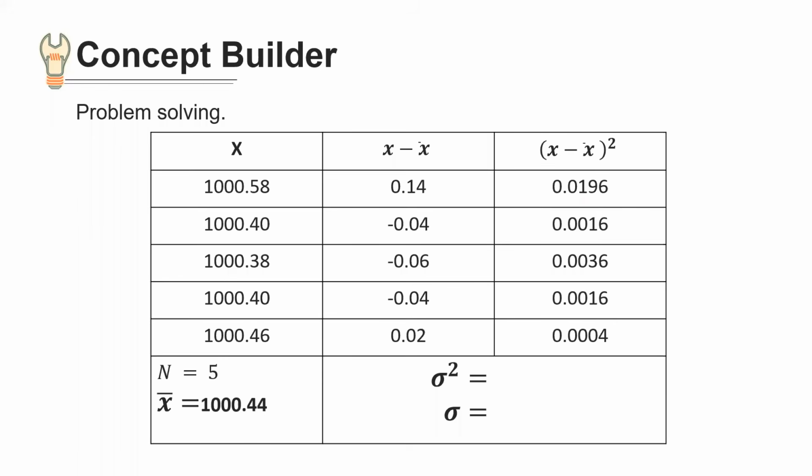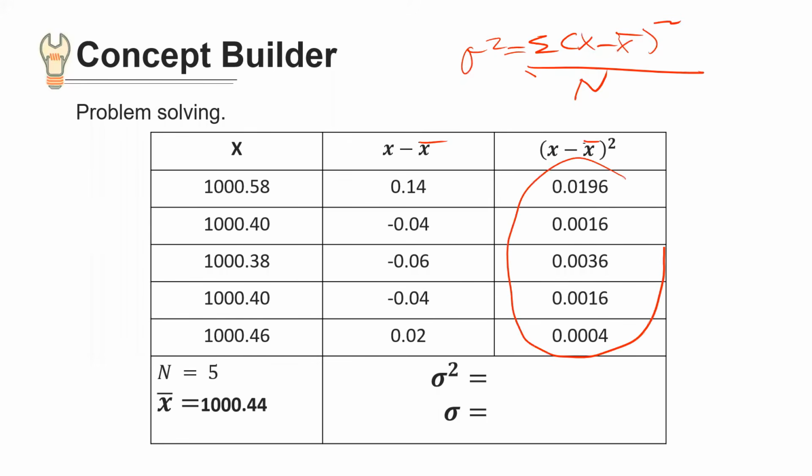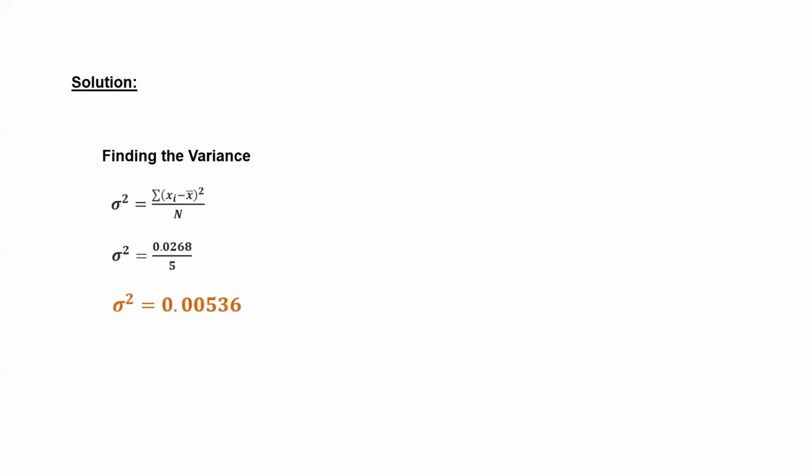If you recall, the formula for getting the variance is equal to the summation of the squared mean deviation, x minus x bar squared, divided by the number of observations. Therefore, we need to get the sum of this squared mean deviation and then divide it by 5. Our result there will be 0.00536. So that is our variance.